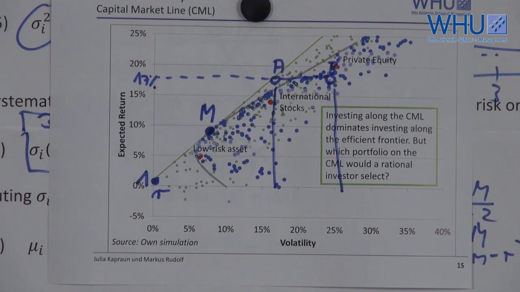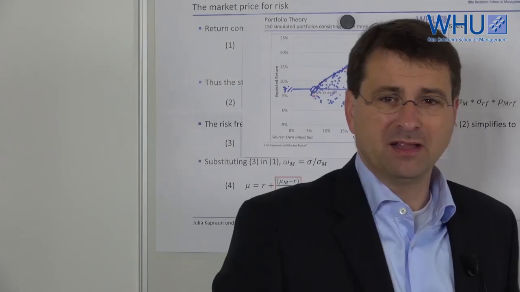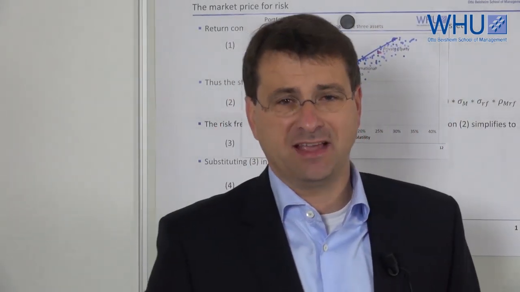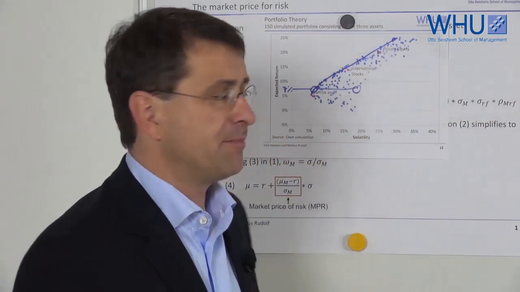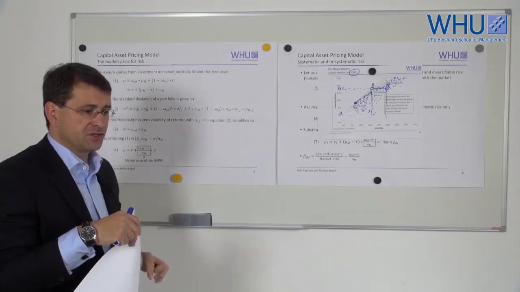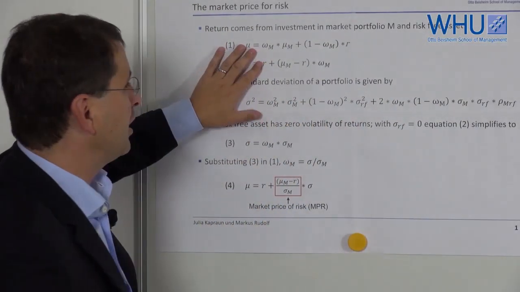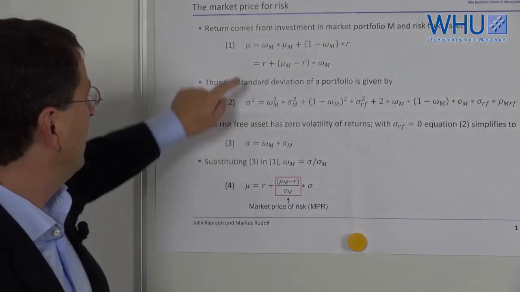So the question that I'd like to address next is, how could we and how would we be able to analytically access and describe that capital market line? In order to do that, I would like to draw your attention to the chart here on the left-hand side. Namely, we start with equation number 1.